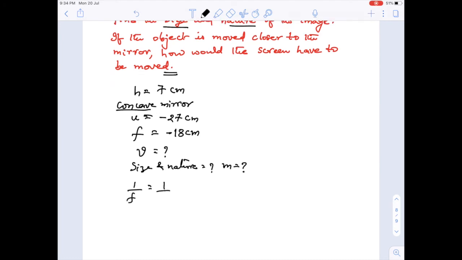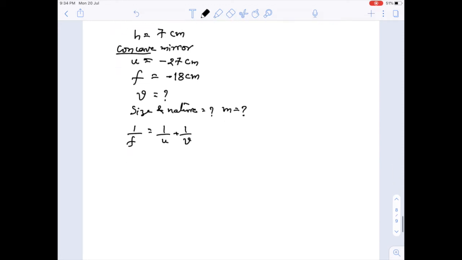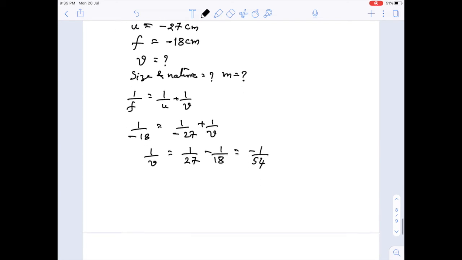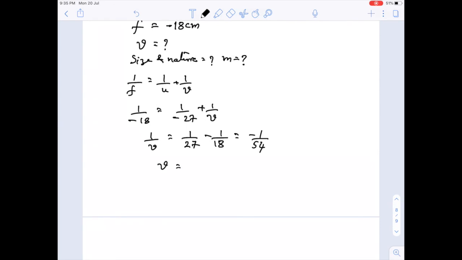Once again, mirror formula: 1 by f is equal to 1 by u plus 1 by v, and 1 by f is 1 by minus 18 is equal to 1 by minus 27 plus 1 by v. So, 1 by v is equal to, when it goes to the other side, it becomes plus. So, 1 by 27 minus 1 by 18, which you get as minus 1 by 54 when you simplify, which means v is equal to minus 54 centimeters.